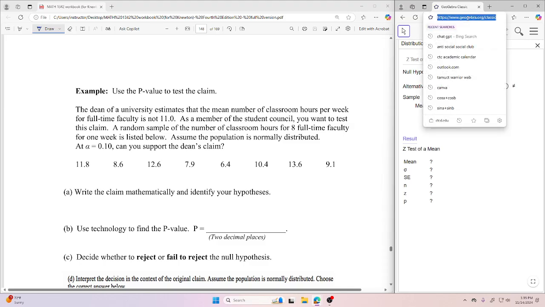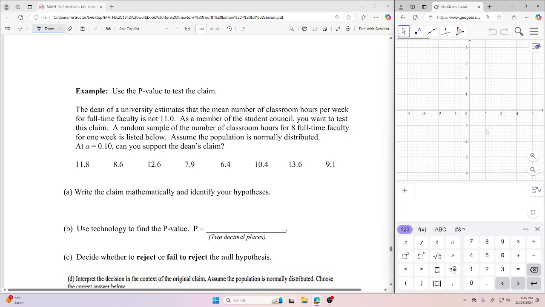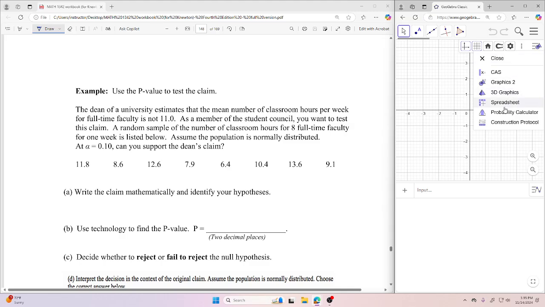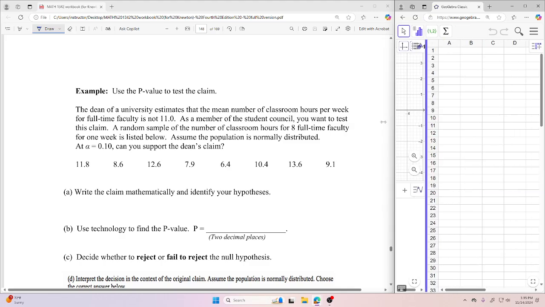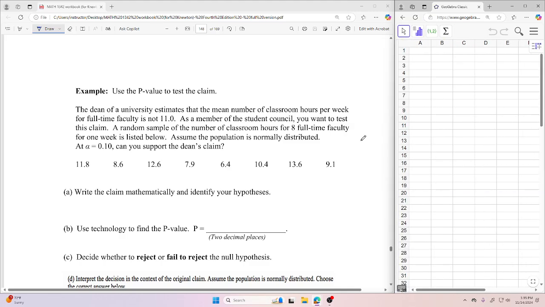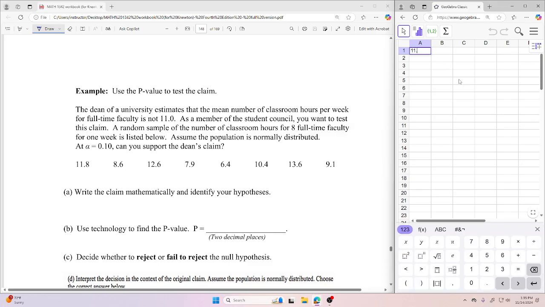In fact, what we need to do is go to the spreadsheet. So, get to the spreadsheet as we're normally used to. We've done this a long time ago. Start putting the numbers in.